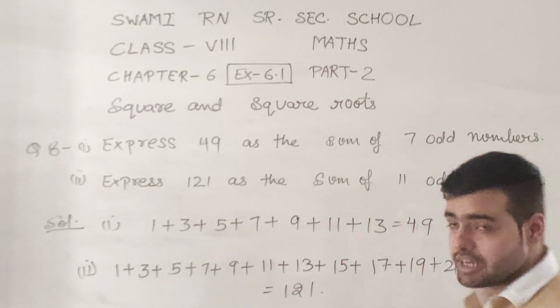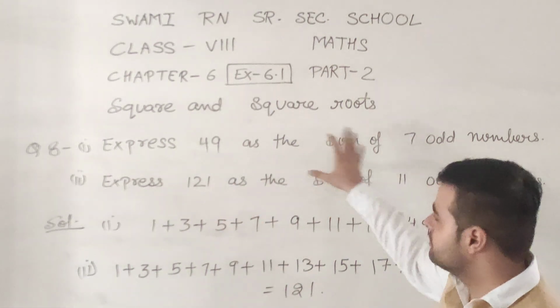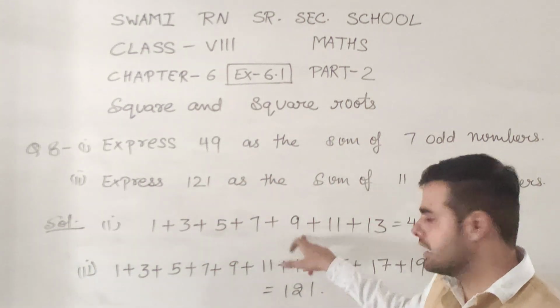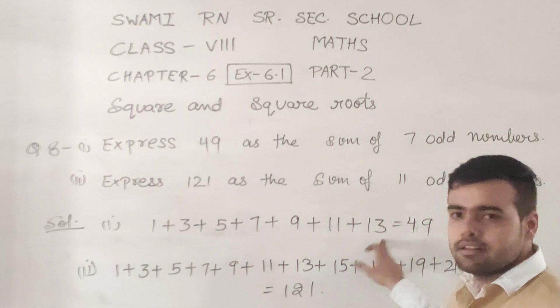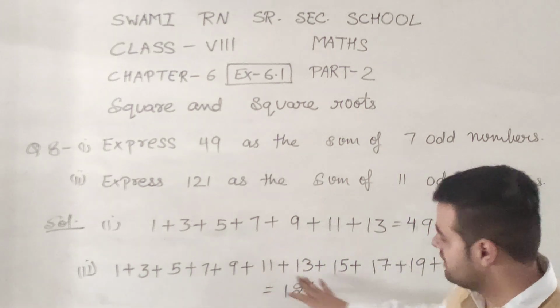I am repeating that in this question we have to write the required number of odd numbers. 1, 3, 5, 7, 9, 11, 13 is equal to 49. Similarly, in the second part we have to write 11 odd numbers.